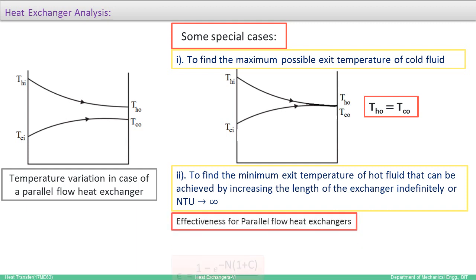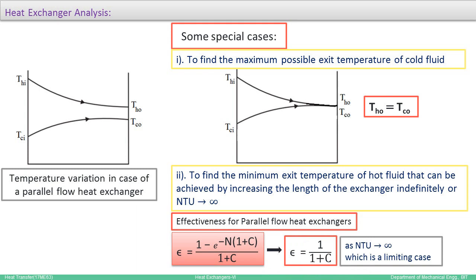The general definition for effectiveness of parallel flow heat exchanger is epsilon equal to 1 minus e power minus N into 1 plus C, divided by 1 plus C. But if N tends to infinity, which is actually a limiting case, this equation reduces to epsilon equal to 1 by 1 plus C. So these two cases you remember in any numerical problem. If it is asked to find out the maximum possible exit temperature of cold fluid or minimum exit temperature of hot fluid, we can use it.